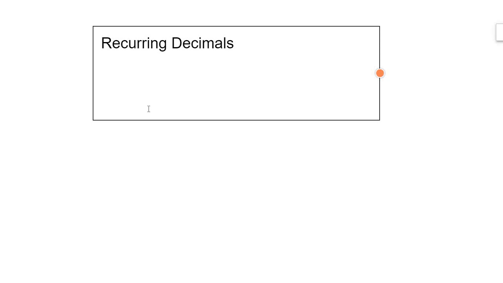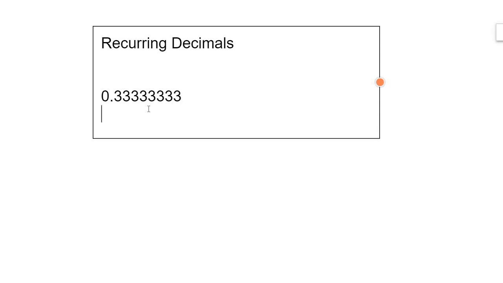Everyone. Today I'm going to talk about recurring decimals. Recurring decimals are those that keep going on and on. Like you can have 0.3333 and it goes on and on, or 0.666 and that goes on and on.